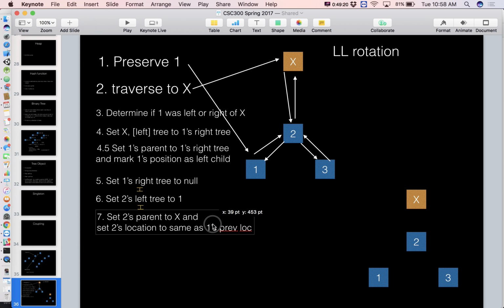Something like that. Easy peasy. That's the easy rotation. That's the easy one. Okay. And this is after we've determined that we need to do this kind of rotation.